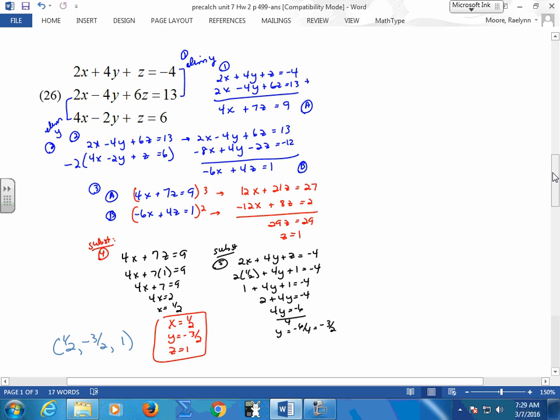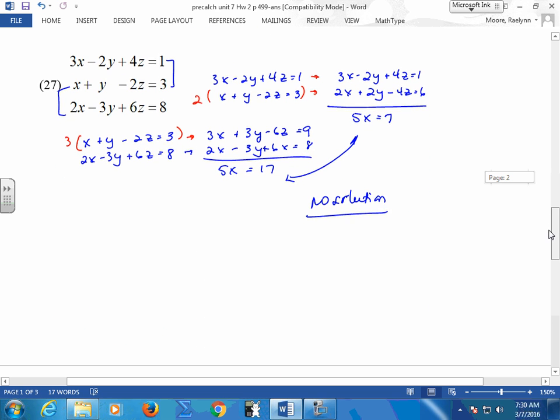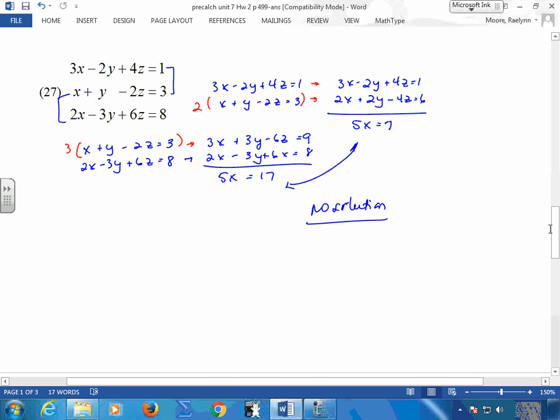There's a number of ways you could do this. Did we do this one? Yeah. Try to take the easiest way, and again, sometimes you don't spot it. This one, once we get it started, we realize there's no solution to this. And many times you're going to see no solution. Three variables is sometimes hard to solve. If 5x is equal to 7 and 5x is equal to 17, that can't happen.